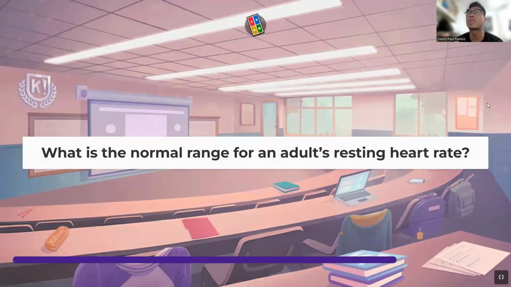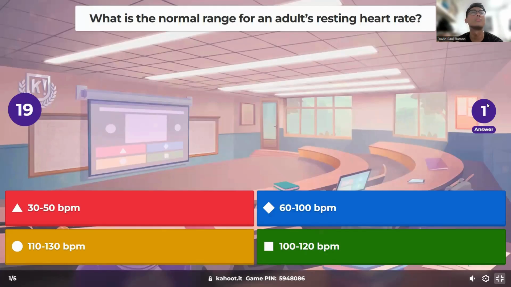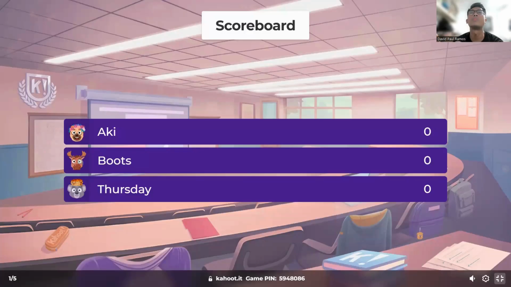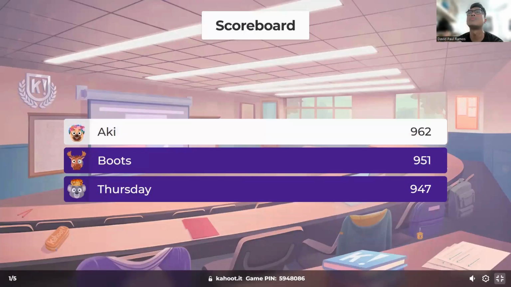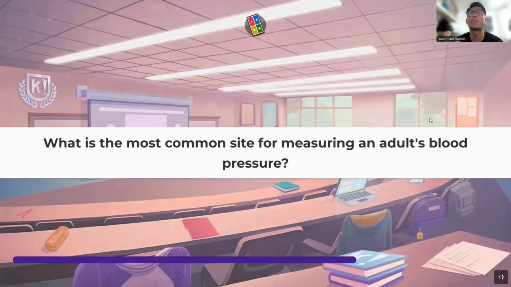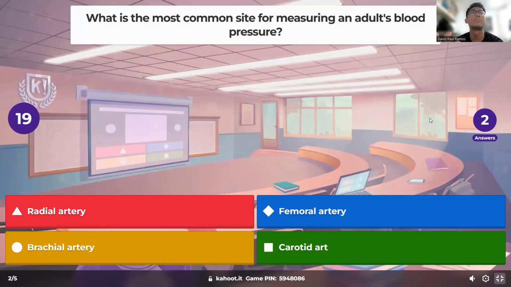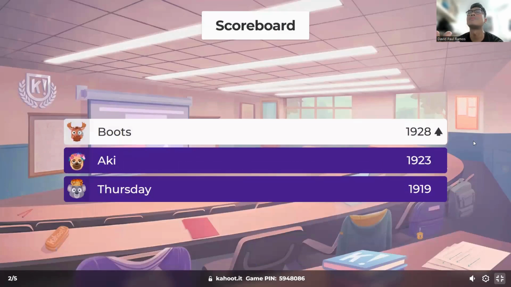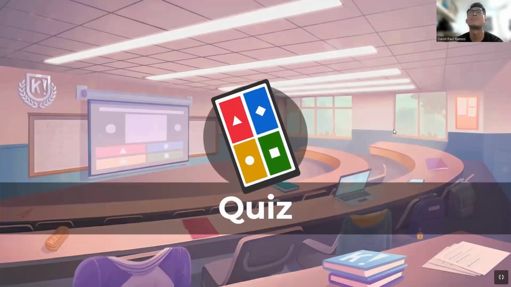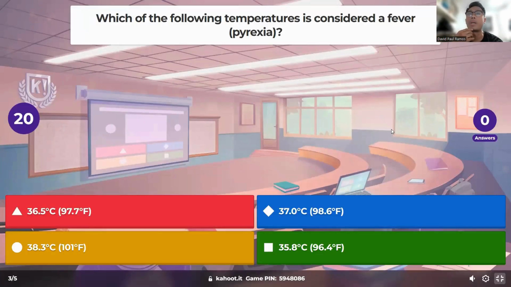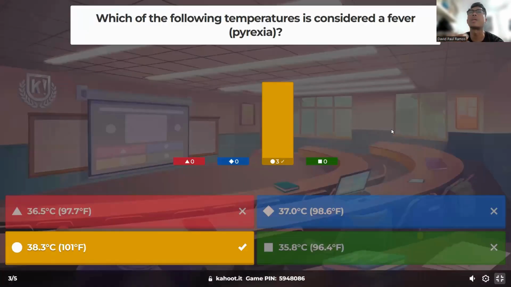So what is the normal range of an adult's resting heart rate? Very good. All of them got the correct answer. So what is the most common site for measuring an adult's blood pressure? Okay, very good. So which of the following temperatures is considered a fever or pyrexia?